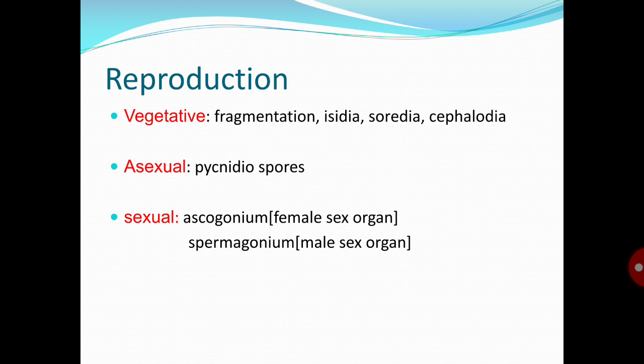Lichens reproduce by vegetative, asexual and sexual methods. Vegetative reproduction is done by either fragmentation, isidia, soridia or cephalodia. Asexual reproduction is carried out by pycnidiospores. In the ascolichens, sexual reproduction is just like that of other ascomycotina fungi. In the basidiolichens, it is more or less similar to that of other basidiomycotina fungal species. The male sex organ is called spermogonium and the female sex organ is called ascogonium.